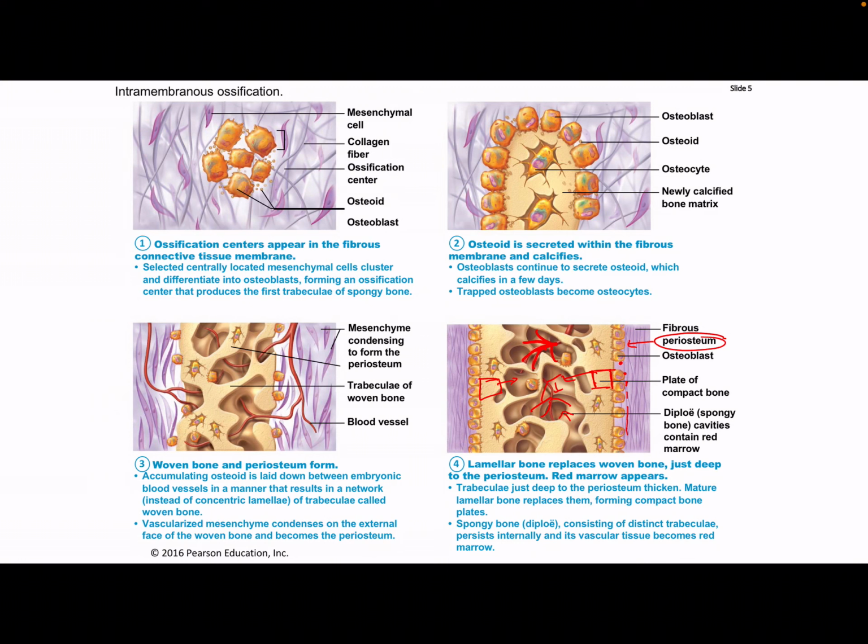Okay. Yep, that's it. And so that's how the flat bones are made. This is intramembranous ossification. This is also what happens in the skull as the sutures close, for example. It's a membrane, right? And it eventually ossifies. And that is the nature of that.